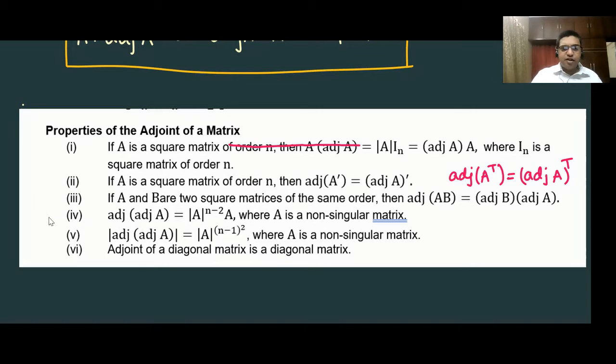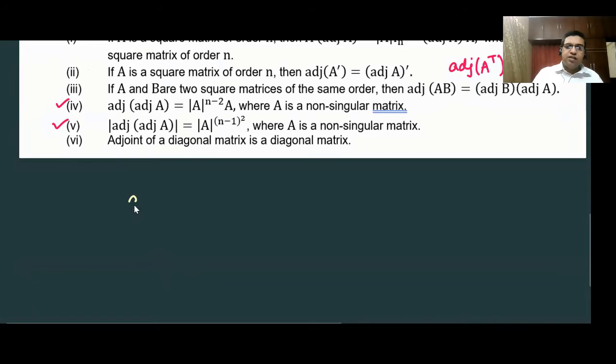Now these are some additional properties, a little advanced level, we don't need right now at our level of problem solving in GATE. However, you can look into it. Adjoint of adjoint A, how do you find? I'll just show this. See, okay, now we had A into adjoint A is equal to determinant of A times In.